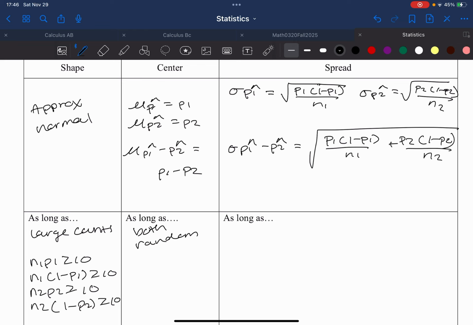And this is only going to be true as long as the 10% condition is met, and it has to be met for both sample sizes and population sizes. So N1 has to be less than or equal to 10% of the first population size, and N2 has to be less than or equal to 10% of the second population size.